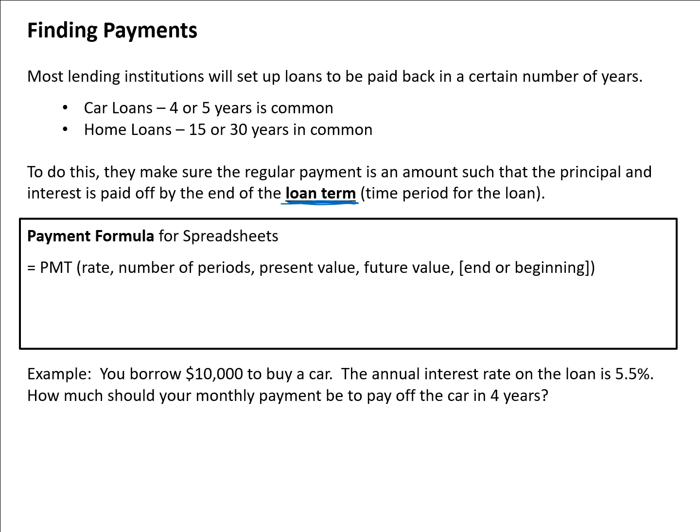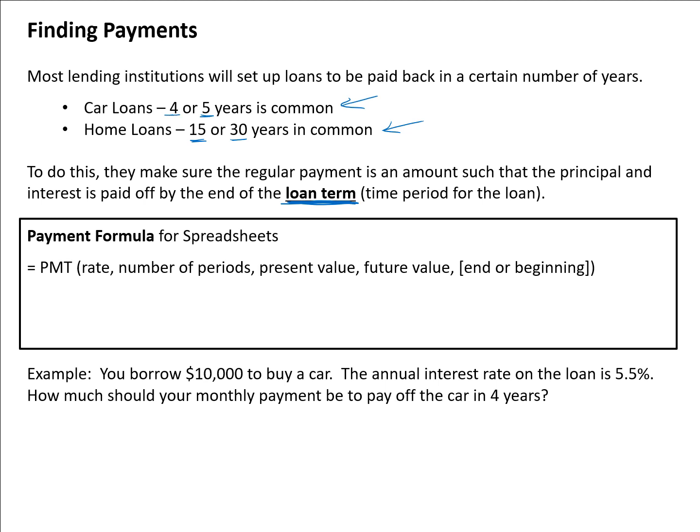With car loans, it's really common to have 4 or 5 years. With home loans, really common lengths of a loan would be 15 or 30 years, but you could certainly have 20 or 10. But 15 and 30 are probably the most common. And again, with car loans, 3 or 5 are really common.